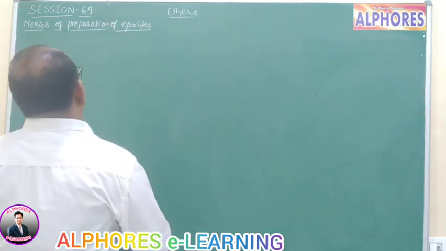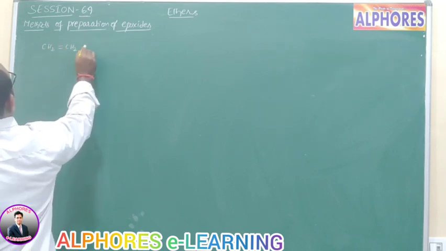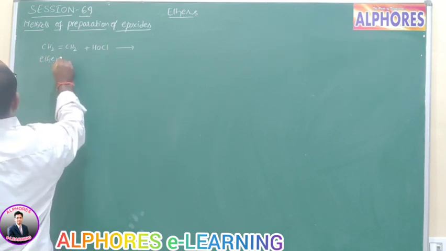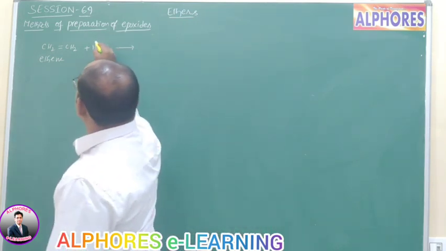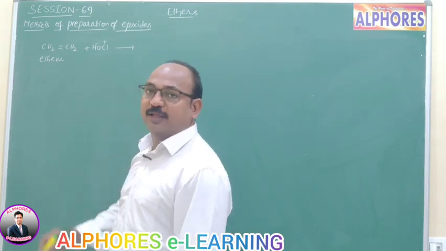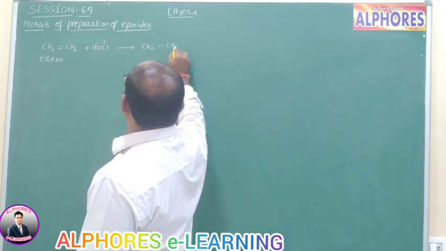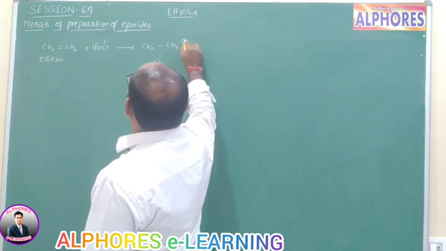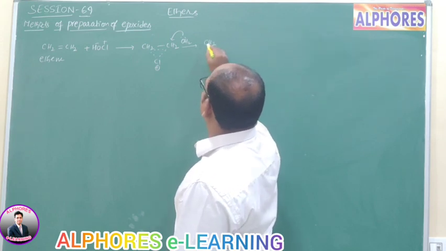Let us continue preparation of epoxides. Ethylene upon reaction with hypochlorous acid, HOCl, gives HO minus and Cl plus. Cl plus acts as an electrophile. It approaches the double bond center, and we get CH2 with Cl plus. Later a water molecule approaches one of the carbons. The resultant product is chlorohydrin.